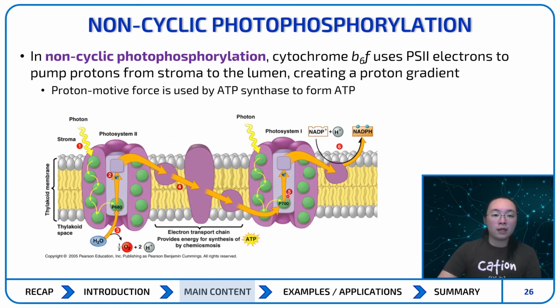And now the excited electron in step 4 is going to travel down another electron transport chain here, and it's going to be passed on to NADP plus alongside another electron to make NADPH. So at the end, you get 1 ATP and 1 NADPH.